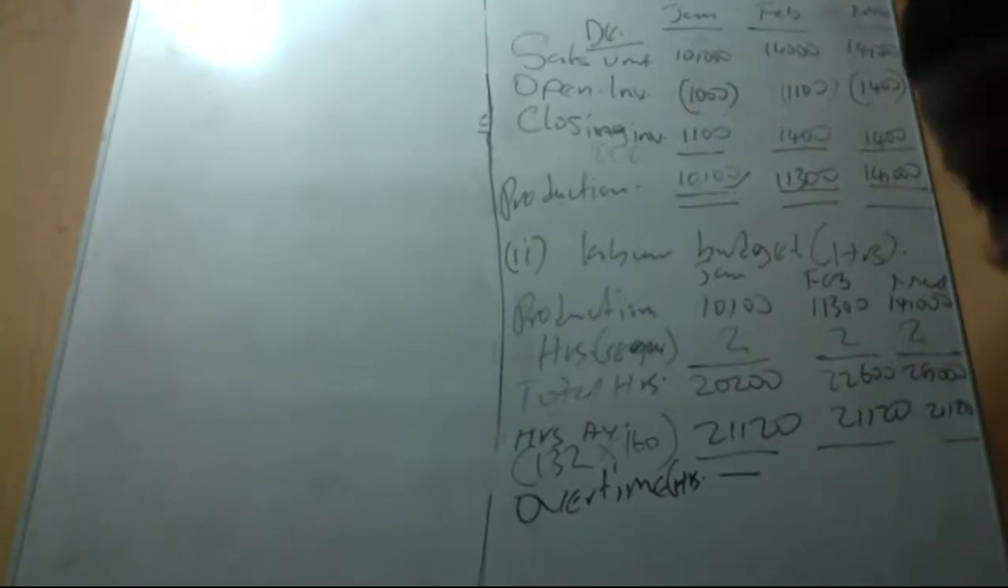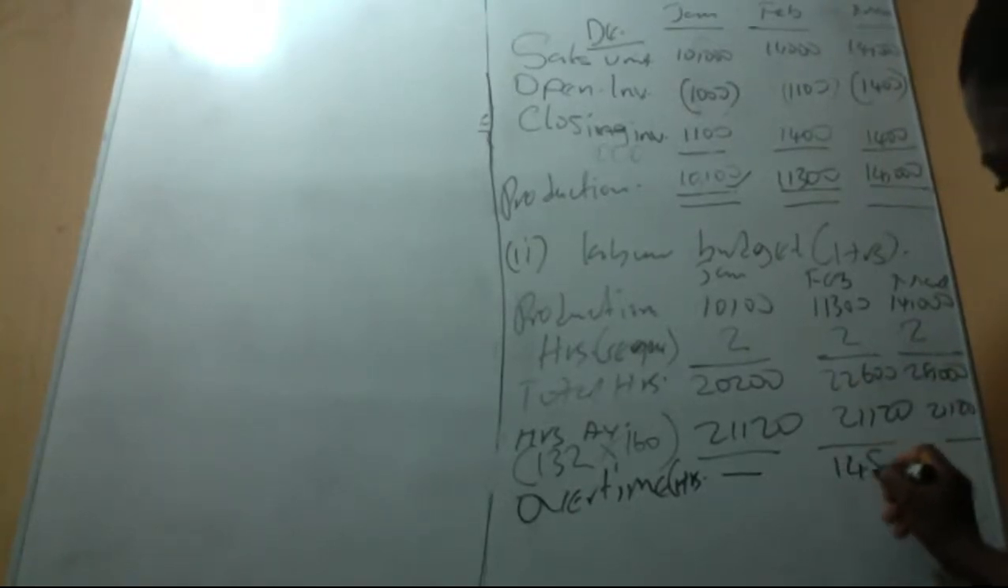Now let's go to February. The February overtime will be what? So calculate the overtime for me in February. February's overtime will be 22,600 less 21,120, good. That's 1,480 hours, and that's the shortage. That one we have to make up by overtime.